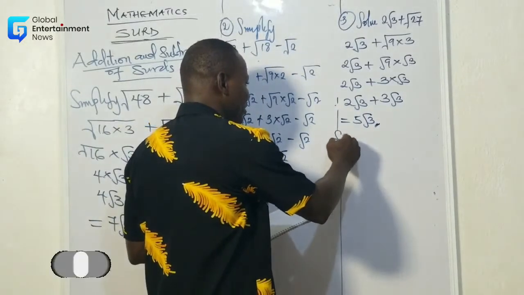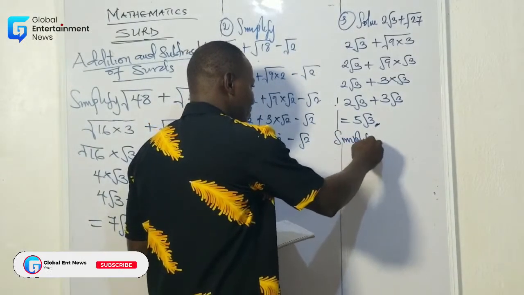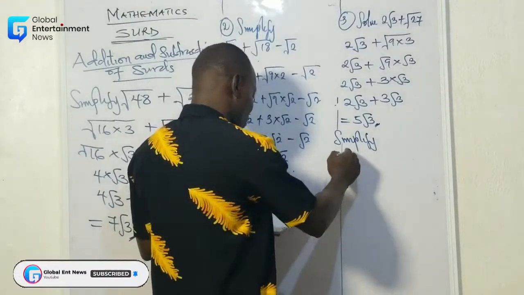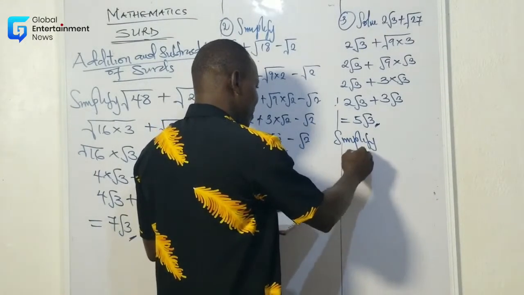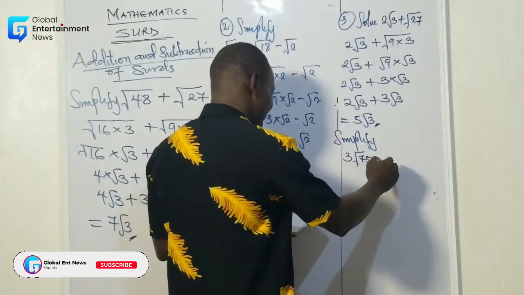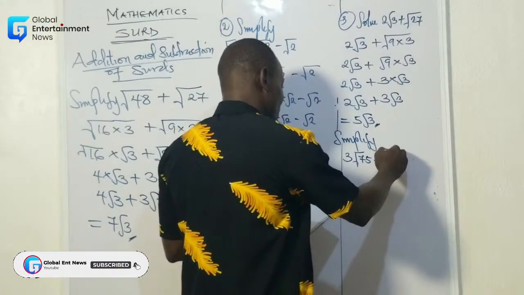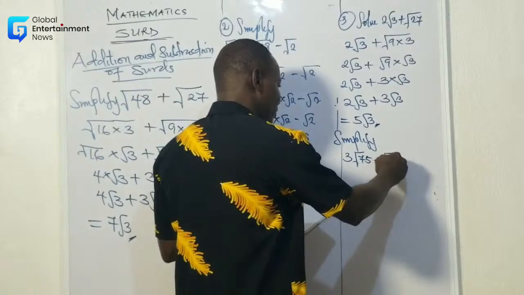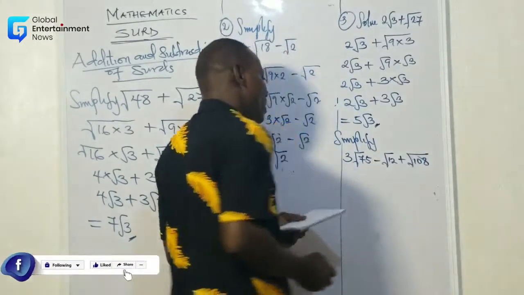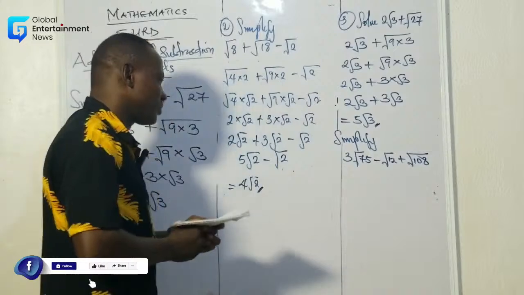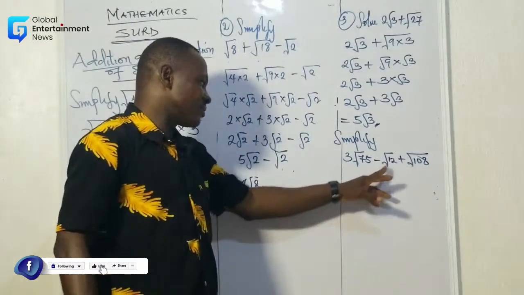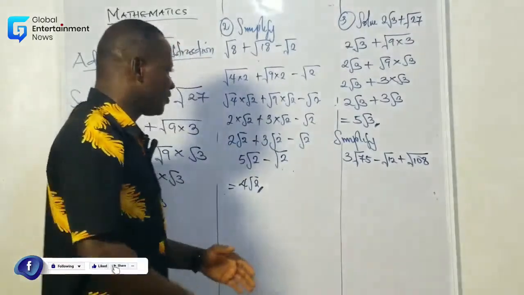The question says simplify: 3 root 75 minus root 12 plus root 108. That is the question. You can see we have 2 operations here: minus and plus. Now let's solve this.